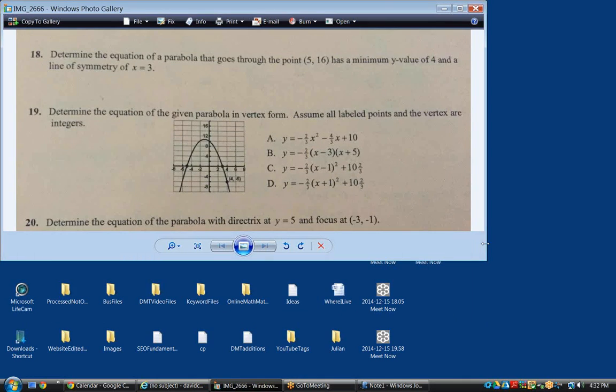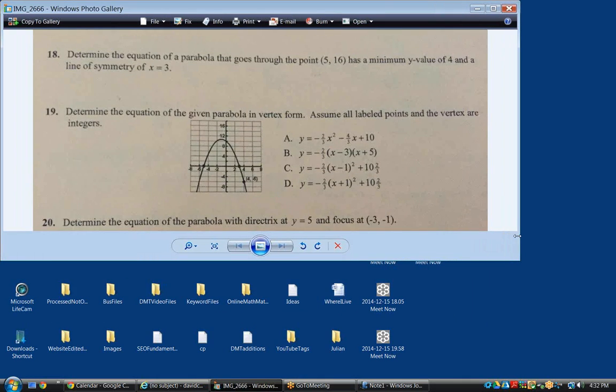Where do we want to start? We'll just start at 18.